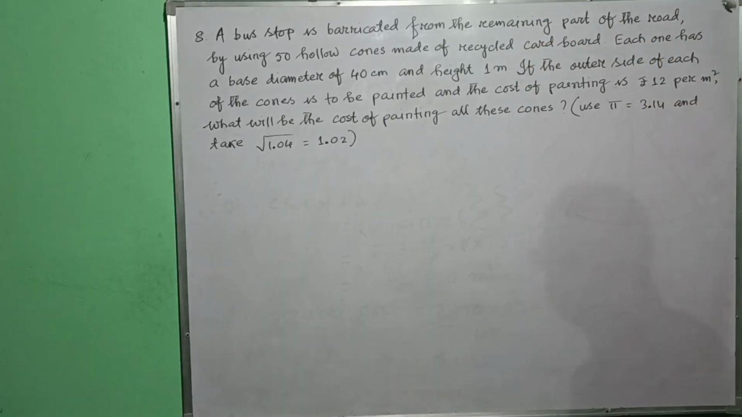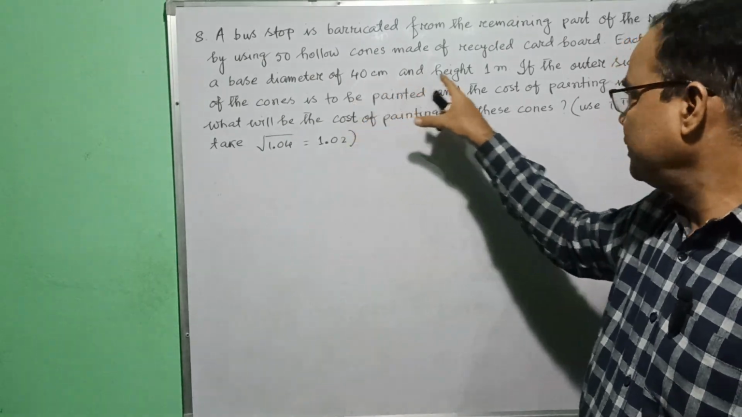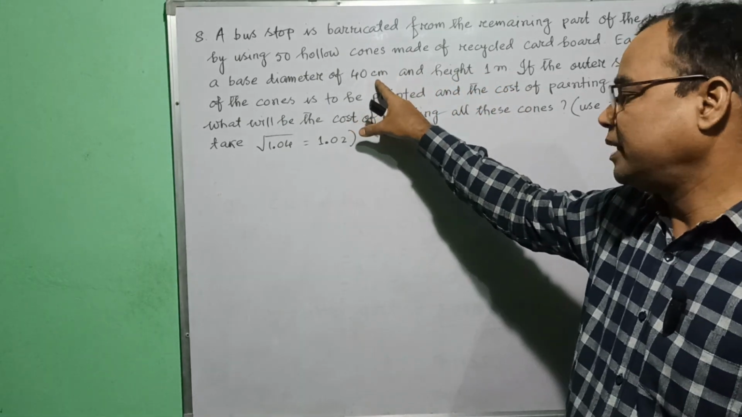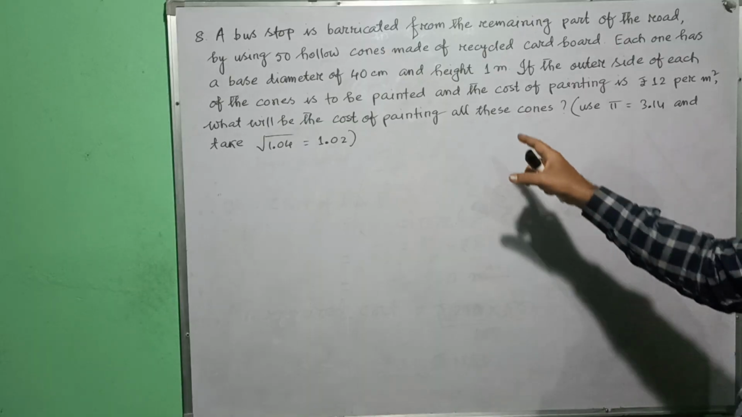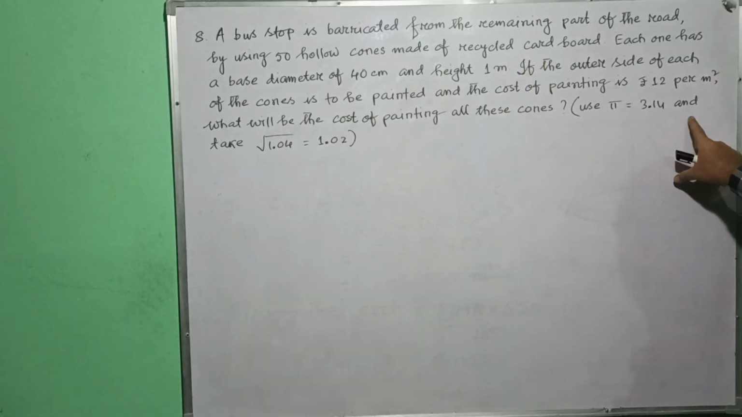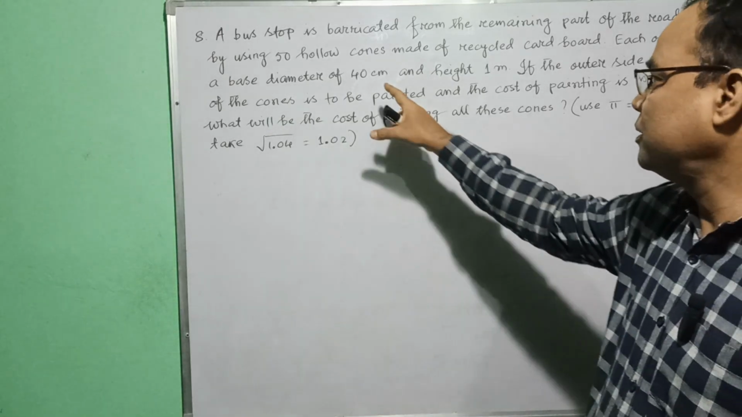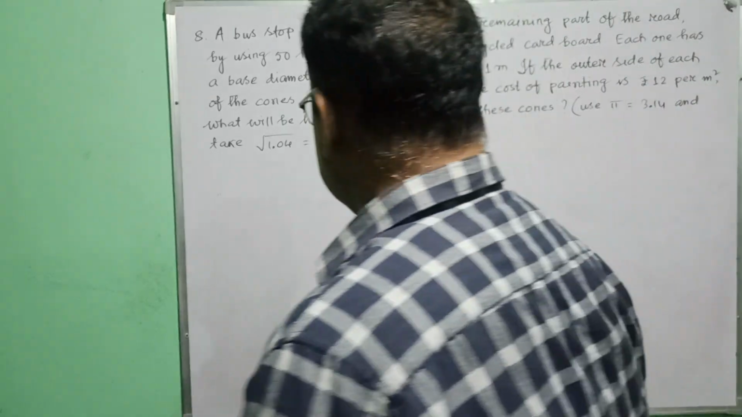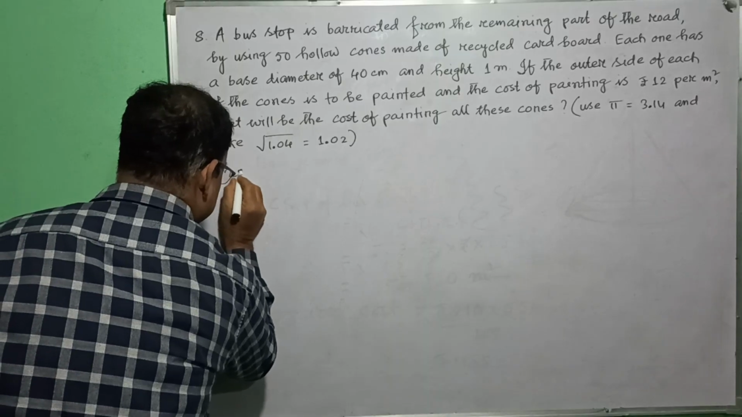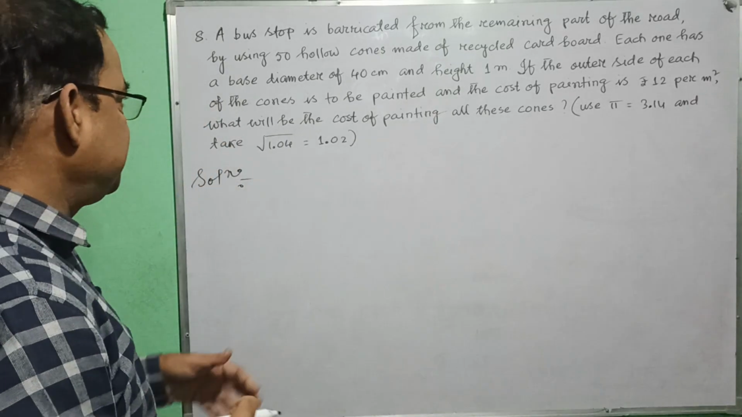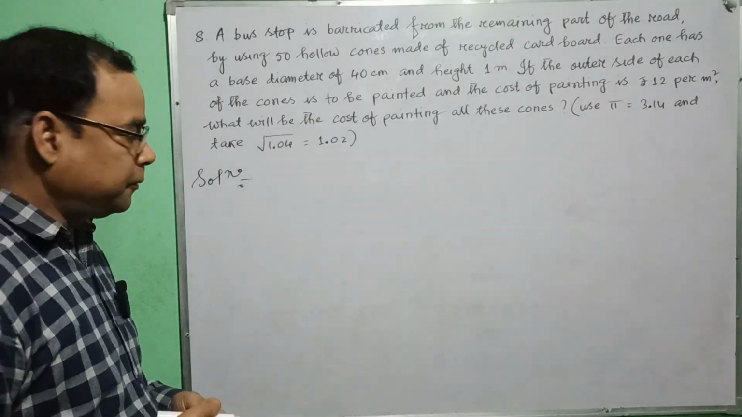Now, first of all, we have to see here the units are not given same. So it is in centimeter and here it is in meter. So we can convert it, better to convert it into meter. As it is given, it is rupees 12 per meter square. That's why better we convert it in meter. So let us start. As it is given 50 such cones, first of all, we have to find the surface area of one cone.